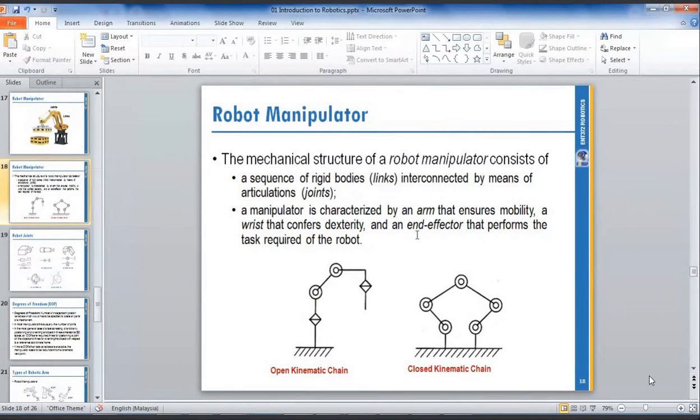So an effector is a tool. But an effector is not a joint. It's not considered to increase degrees of freedom. So an effector is a tool, it's not a joint.